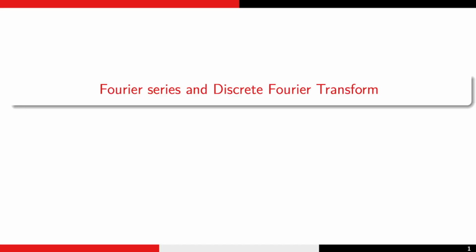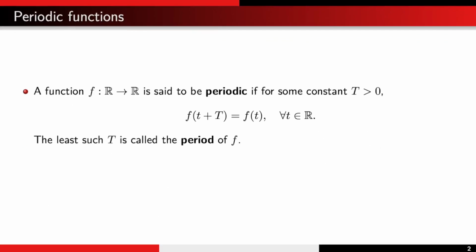This will be a quick dive into Fourier series and discrete Fourier transform. A function f is said to be periodic if for some positive constant capital T, f at t plus capital T is equal to f at t for all t in R. What this means is that the real number line, when divided into chunks of length T, the function in each chunk will be identical.